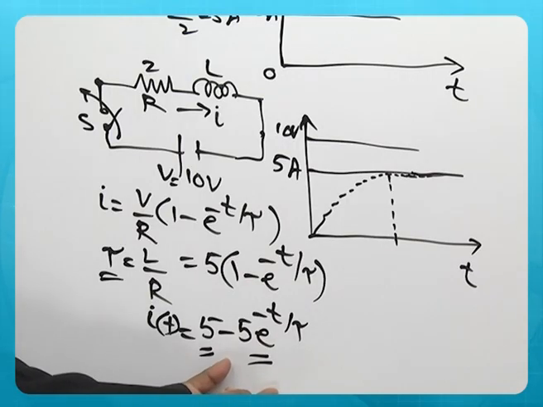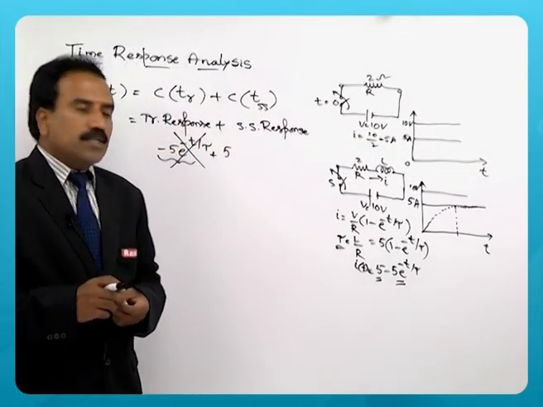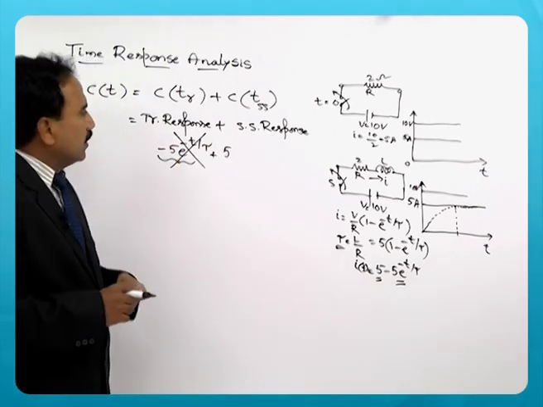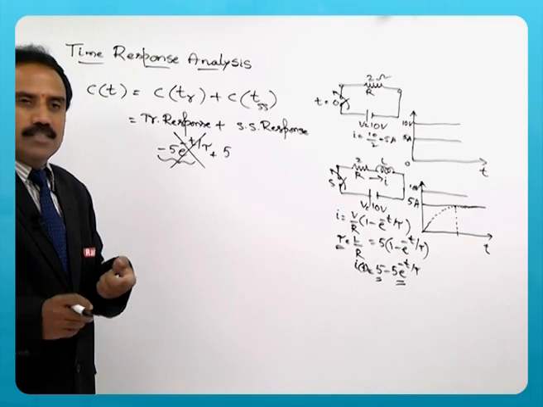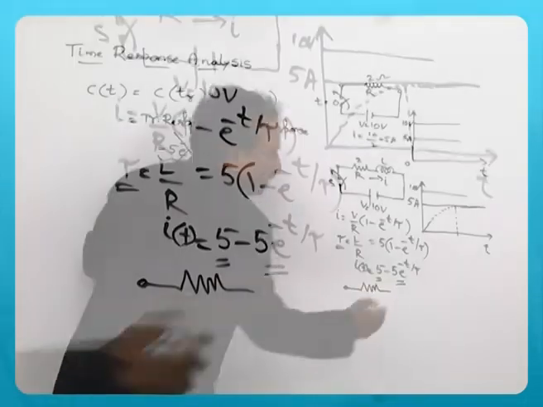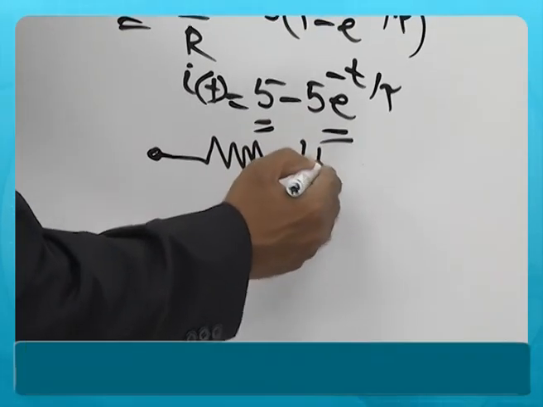I can say it is a first order system and it consists of two parts, steady state response and transient response. Now, let us consider an RC circuit. Instead of an inductor, let me put a capacitor.